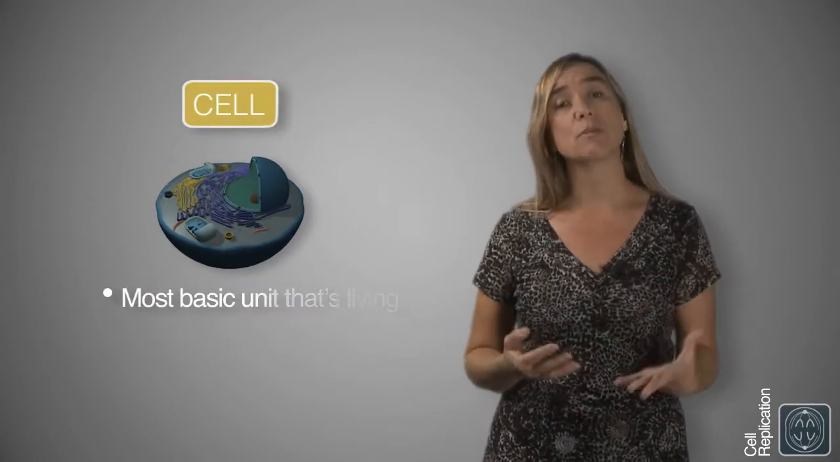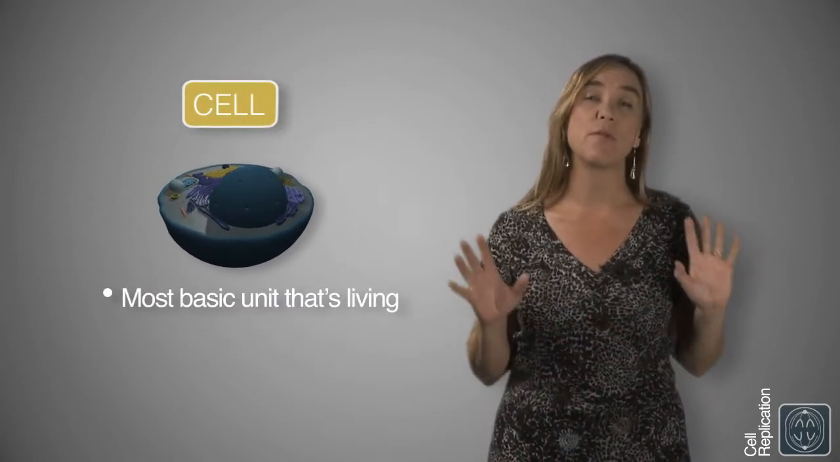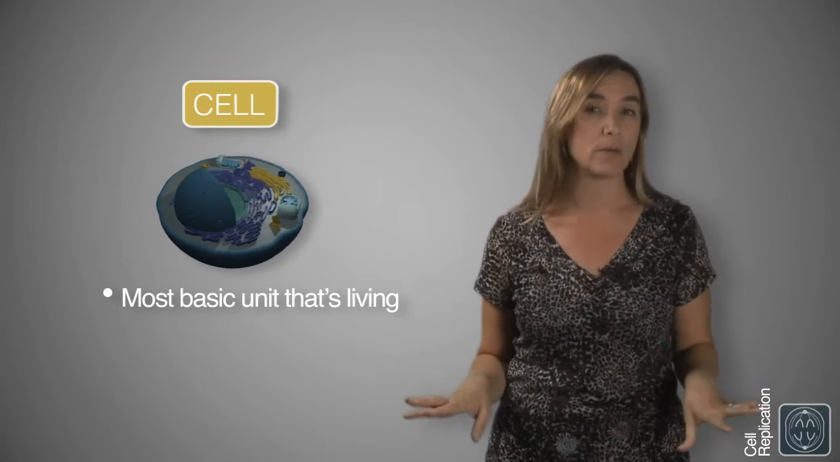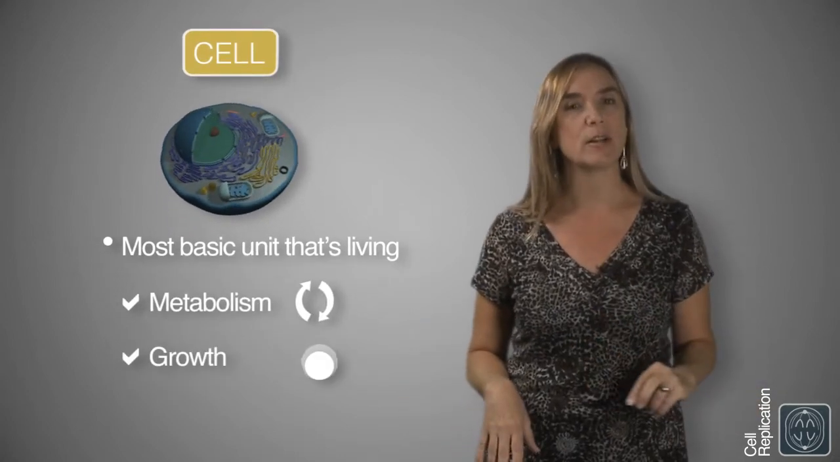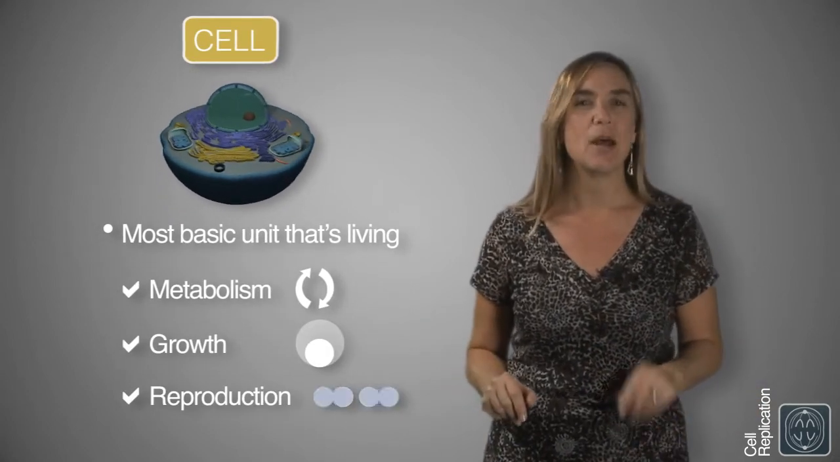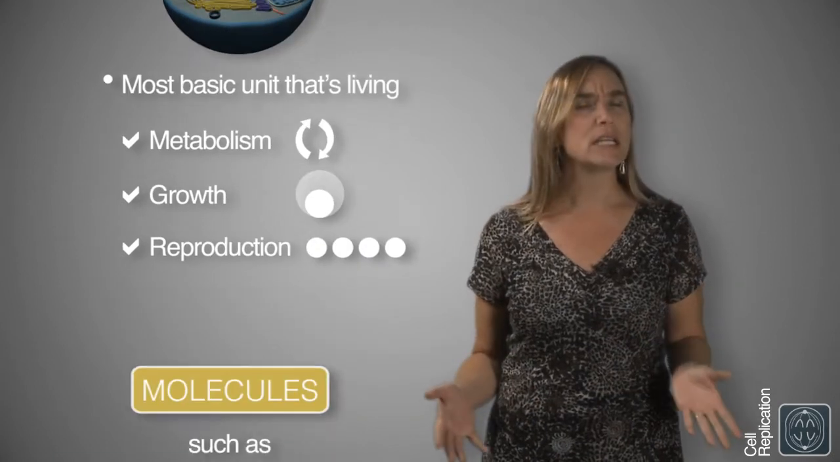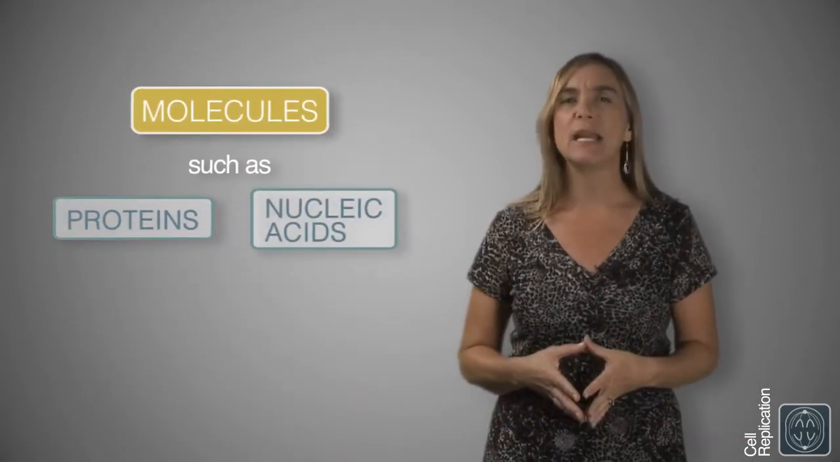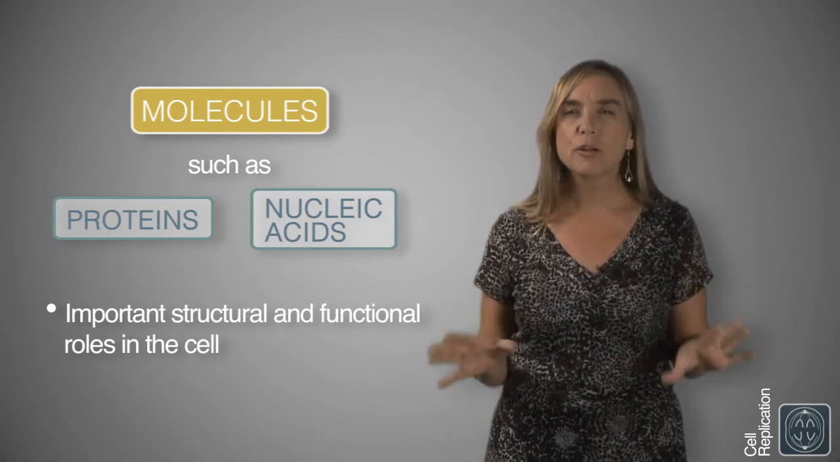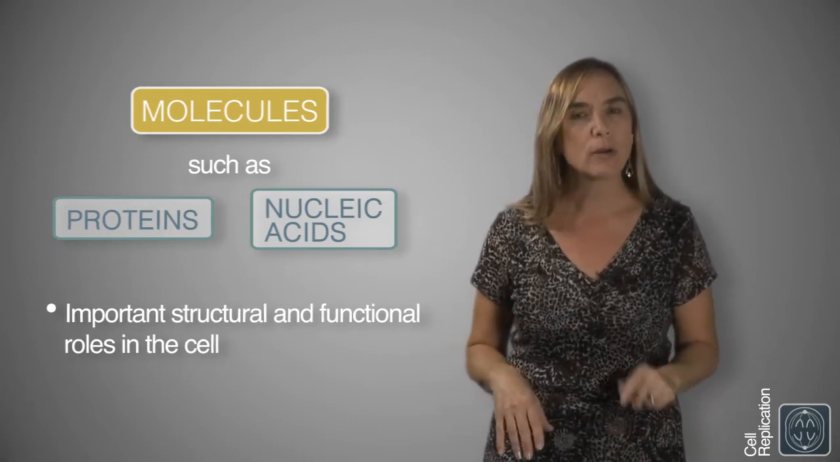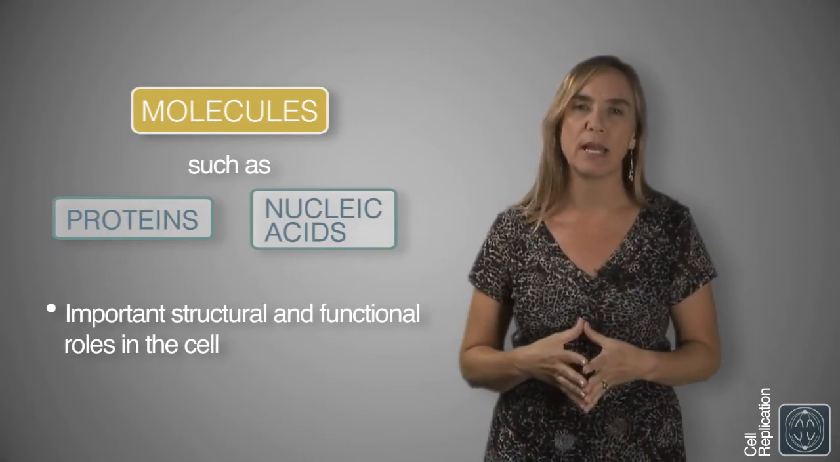All life on our planet is made up of cells, which are the smallest and most basic units that can perform all the activities required for life. Some of these activities include growth and reproduction. Molecules, such as proteins and nucleic acids, play an important structural and functional role in the cell and are critical for the continuation of life on our planet.